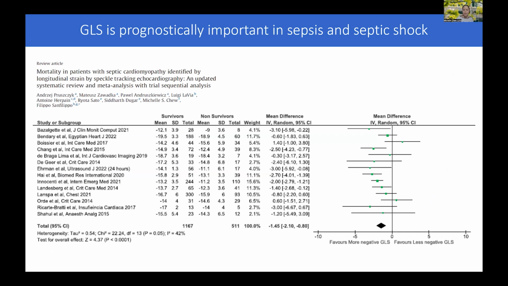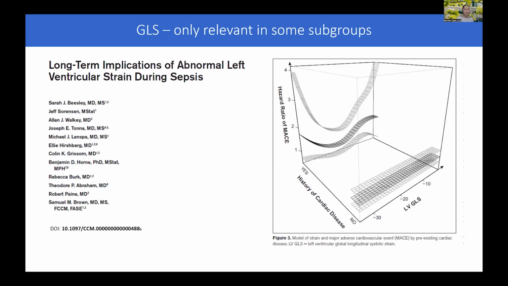Now, GLS is prognostically important in sepsis and septic shock, and this is another meta-analysis by Dr. Sanfilippo's group showing that GLS, if it is abnormal, so if contractility is poor, is strongly prognostic for short-term mortality, although you see here that the effect sizes tend to vary quite widely. Nevertheless, this is a well-done meta-analysis with trial sequential analysis, with the numbers of patients exceeding the trial sequential boundaries. So GLS seems to be prognostically important in sepsis and septic shock for mortality.